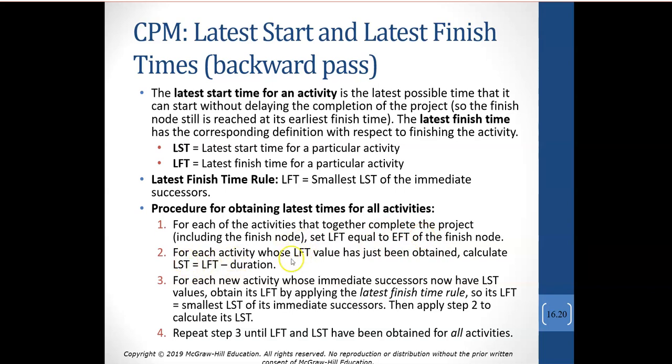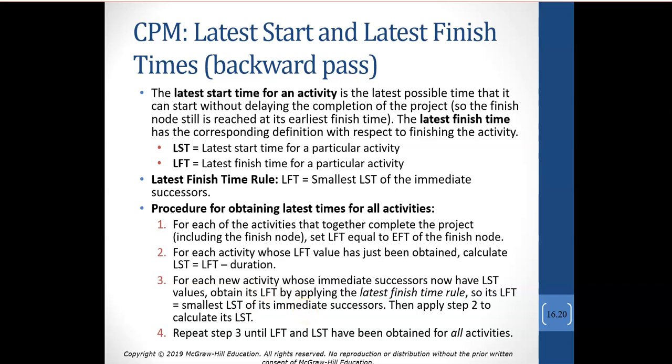For each activity whose latest finish time has just been obtained, we calculate the latest start time, meaning how late can I delay the start of this activity, by using the latest finish time minus the duration of that activity. For each new activity whose immediate successor, now remember that's the one in front of, not behind, now has a latest start time value, we obtain that latest finish time by applying this latest finish time rule. So that activity's latest finish time is the smallest latest start time of its immediate successors.